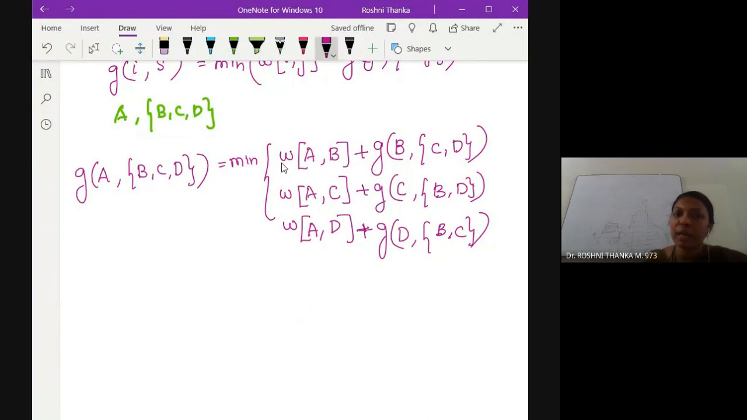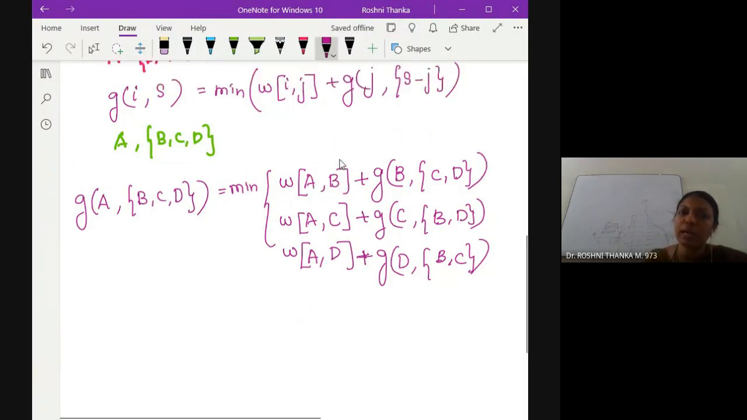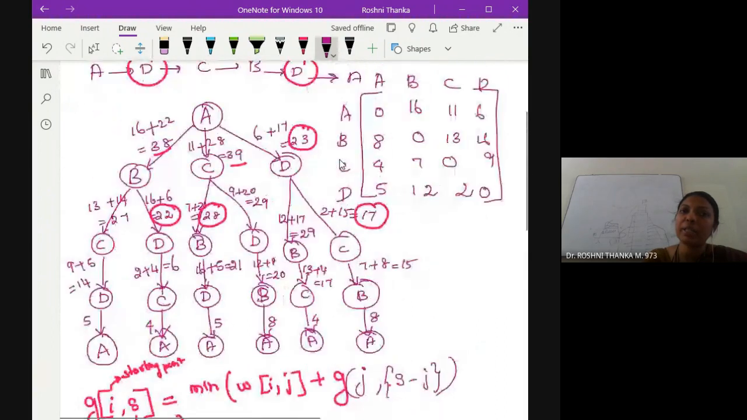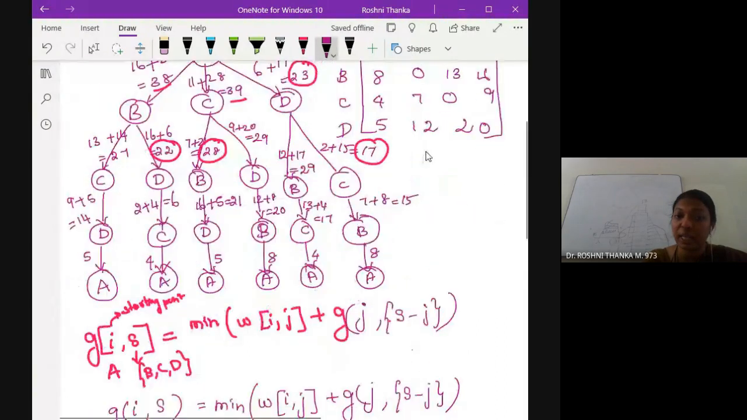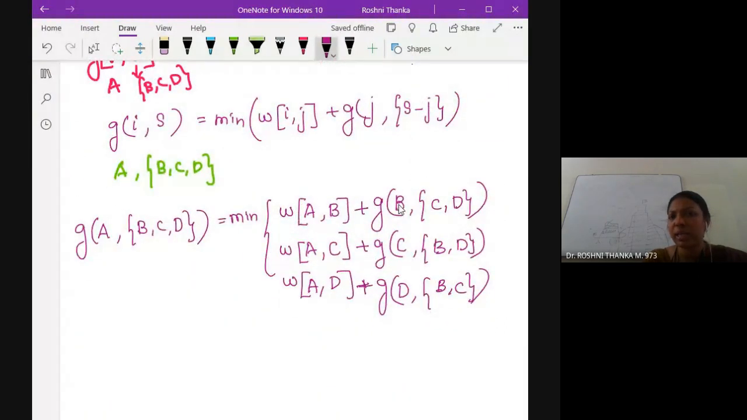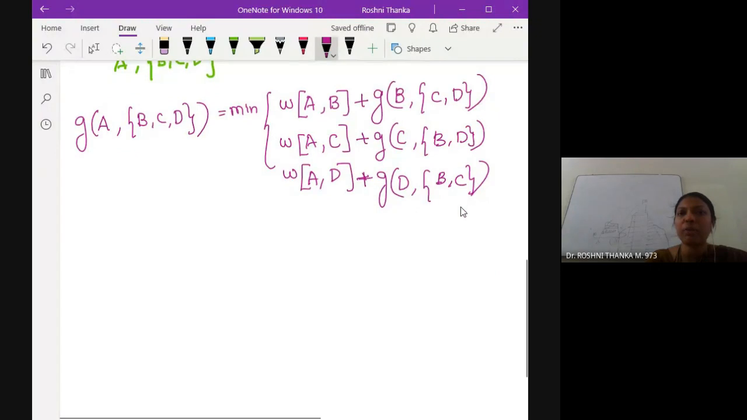So now the cost of moving from A to B, or the weight of moving from A to B, we already know it is 16. But what we don't know is the recursive call, right? Again I have to call this function once again with this as input. So now if I want to find the answer for this, then what should I find? First I want to find the answer for this part, and this part. So let's start with one. Let's move one by one.